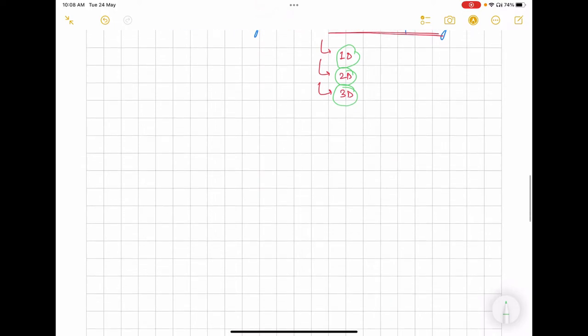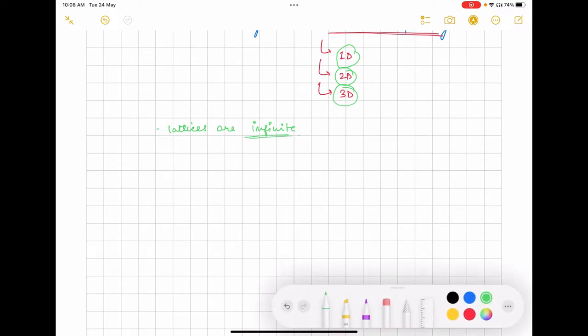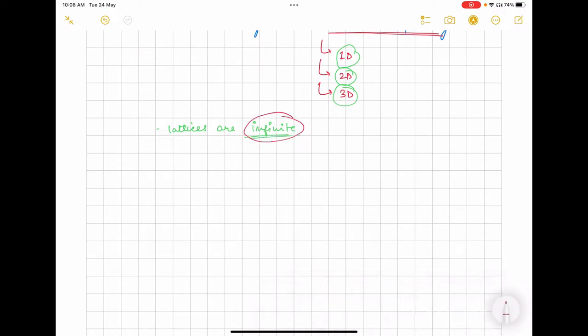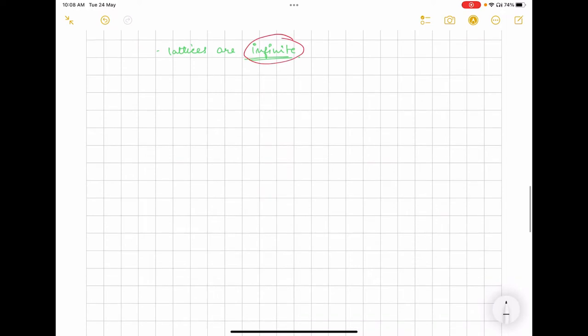Now these lattices are actually infinite. Now why are they infinite? It is necessary that they are infinite. Let us consider a 1D array. Suppose you have a set of points, these 7 points.